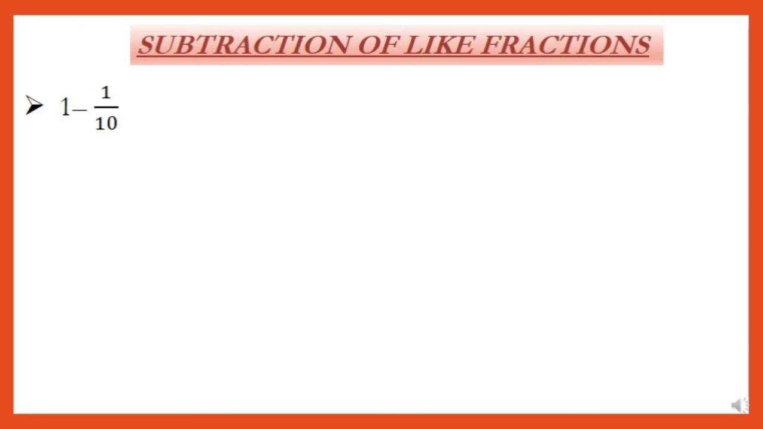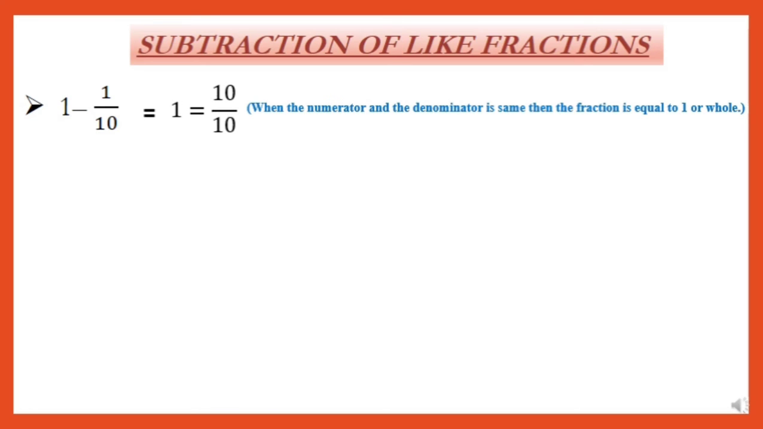You have studied that when the numerator and the denominator are the same, then the fraction is equal to 1 or whole. So now to convert 1 into a like fraction, we can write 1 is equal to 10 by 10. Since the numerator and the denominator is 10, it is equal to 1 or whole. Now let's replace 1 by 10 by 10. So now we can write the sum as 10 by 10 minus 1 by 10.